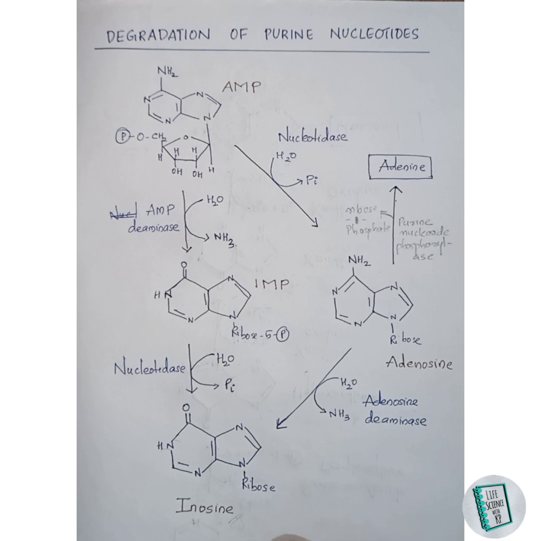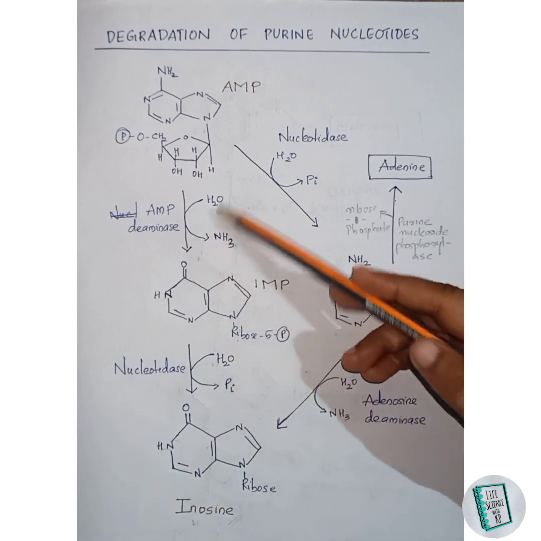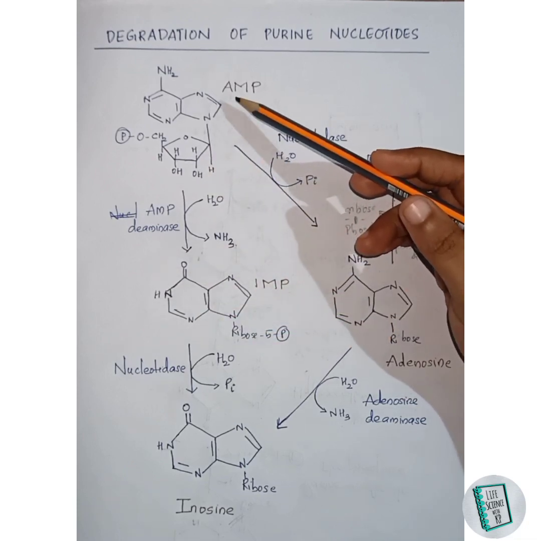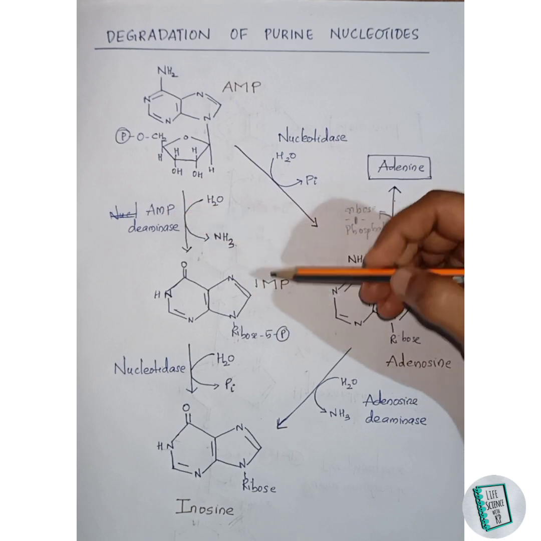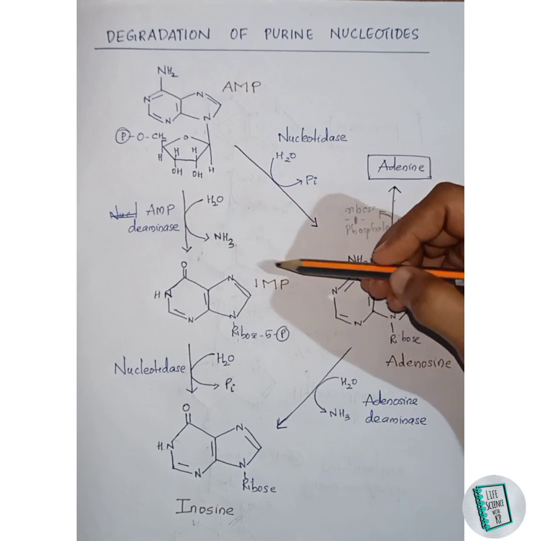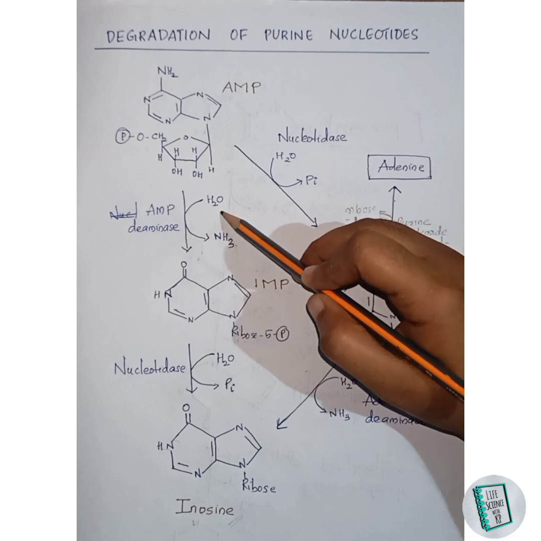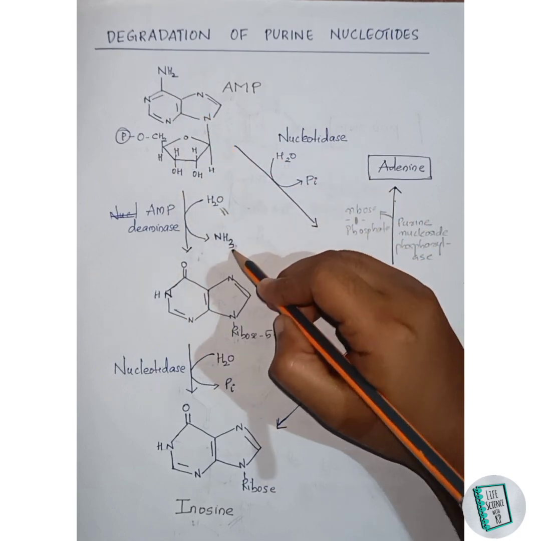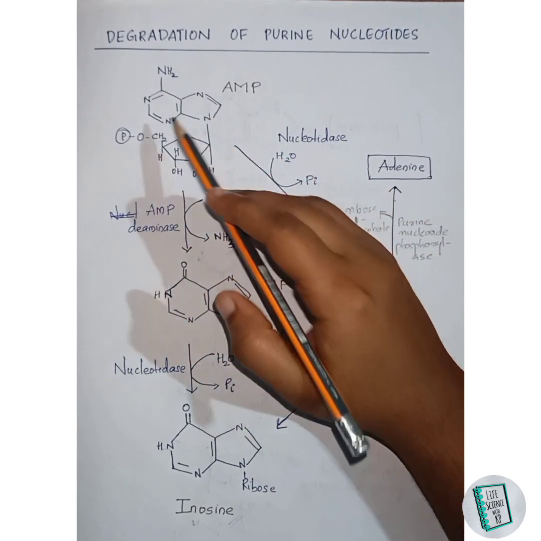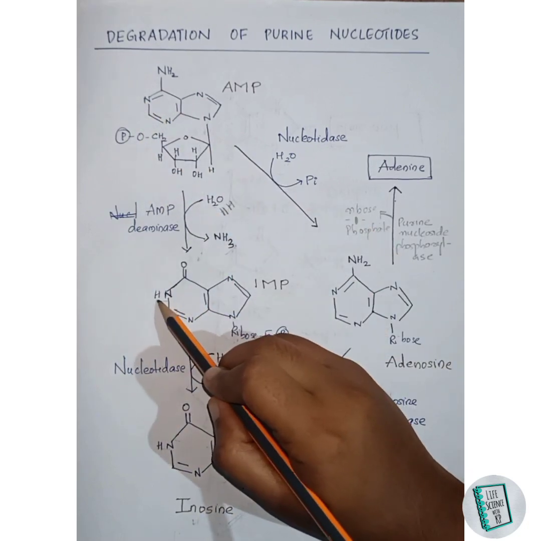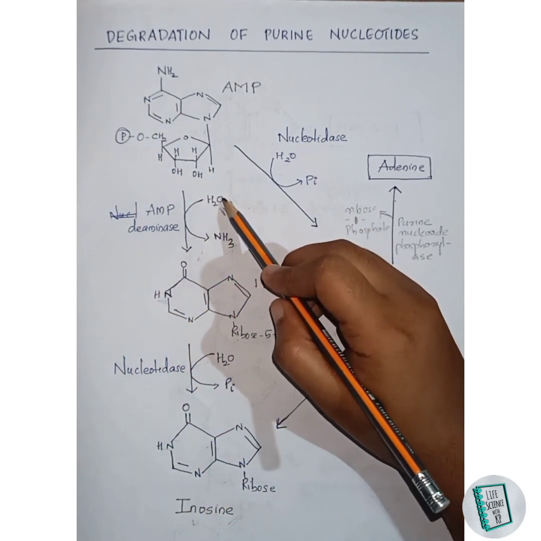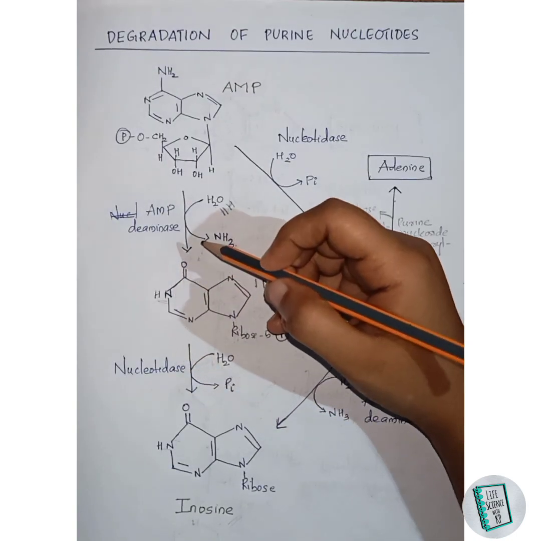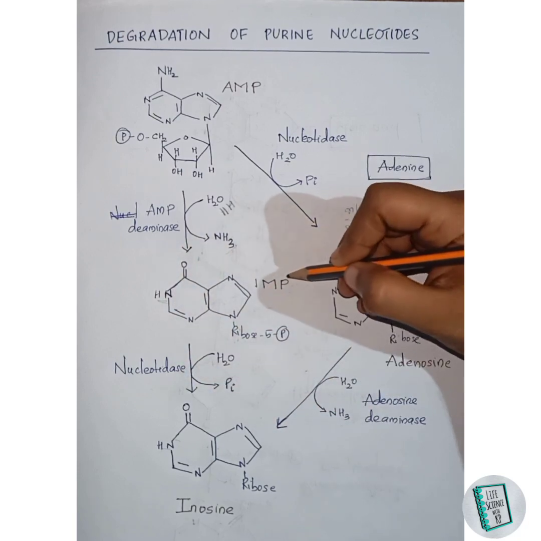Then this inosine is further degraded to the final product. First of all we will look into the first reaction sequence. Here AMP, or adenosine monophosphate, in presence of AMP deaminase forms IMP, or inosine monophosphate. In this step a water molecule comes and one of its hydrogens joins with this NH2 and leaves as NH3. Then the second hydrogen of this water molecule joins with this nitrogen and forms an NH group. Then the remaining oxygen attaches with this carbon and forms a double bond over there. So this is the formation of IMP.